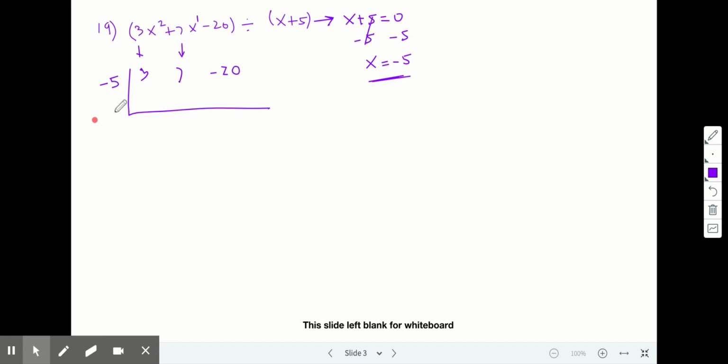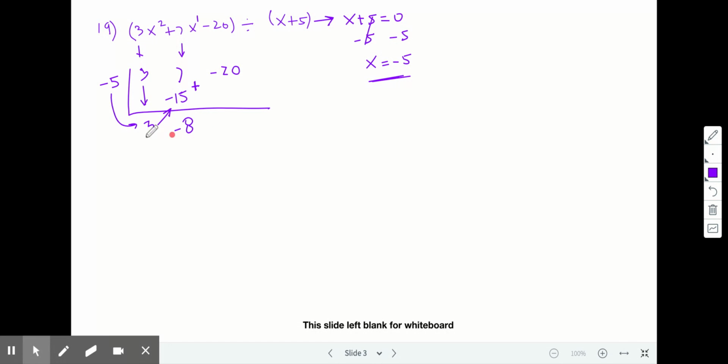Now the process is just always the first term, I bring it down. Always. Then I'll start multiplying. So my first term, I'll bring it down straight. Then the first will be multiplied times negative 5. Your answer goes inside the box. So negative 5 times 3 is negative 15, and it will be under the next value. When you're going down, there's an addition. So 7 plus negative 15 is going to give me negative 8.